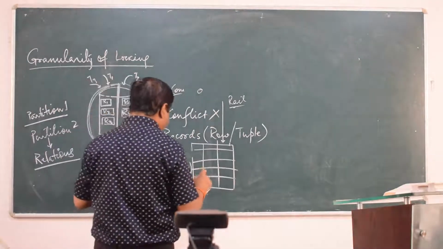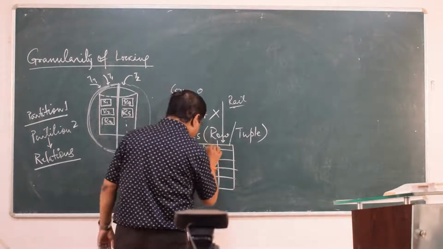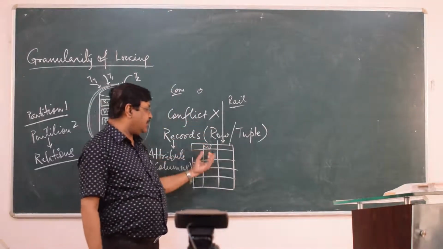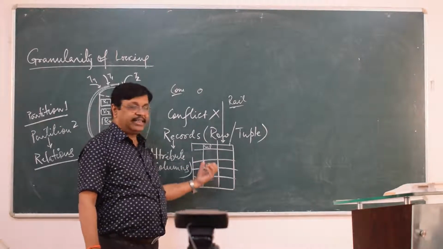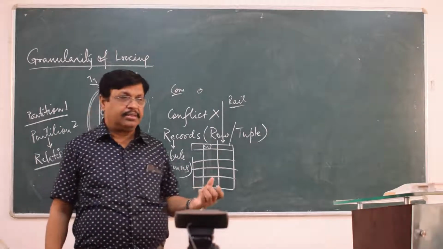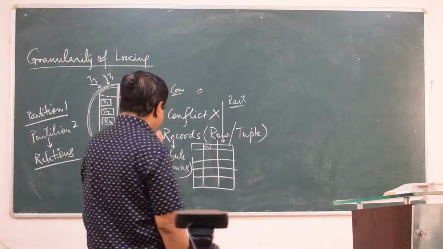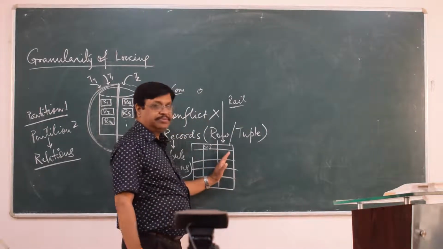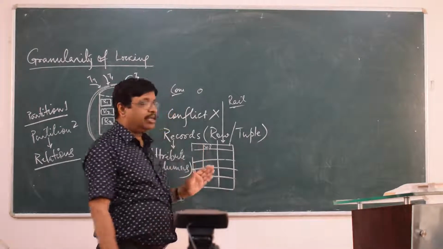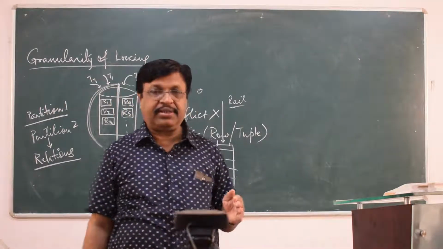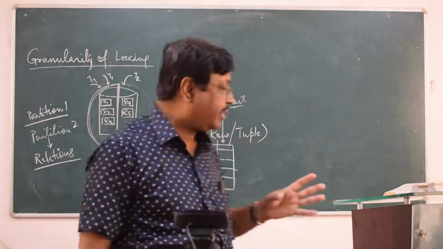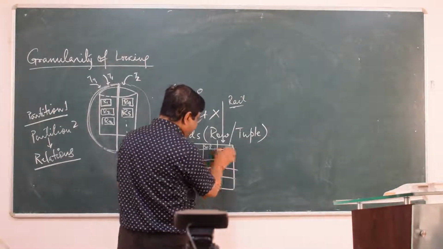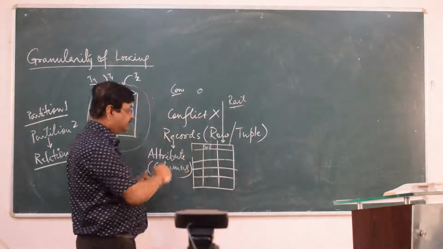What happens in this case? Say there is a column salary. So any transaction that locks this column salary would be accessing the salary column, but not other columns. Other columns are still unlocked. They are free for other transactions. Okay? Any other transaction can access other attributes.